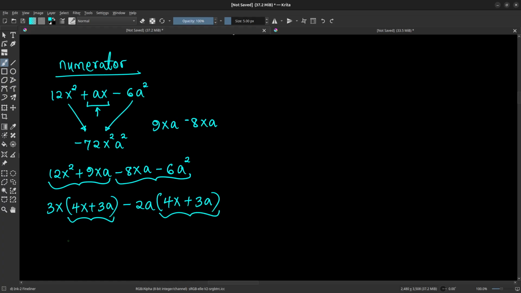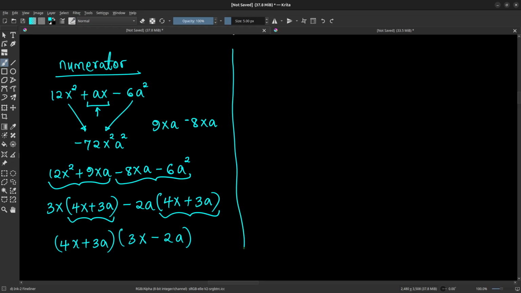So let's factor it out. We factor out 4x plus 3a. The first term divided by 4x plus 3a gives us 3x. And then the second term divided by 4x plus 3a, we are left with minus 2a. So this is the simplification of the numerator.